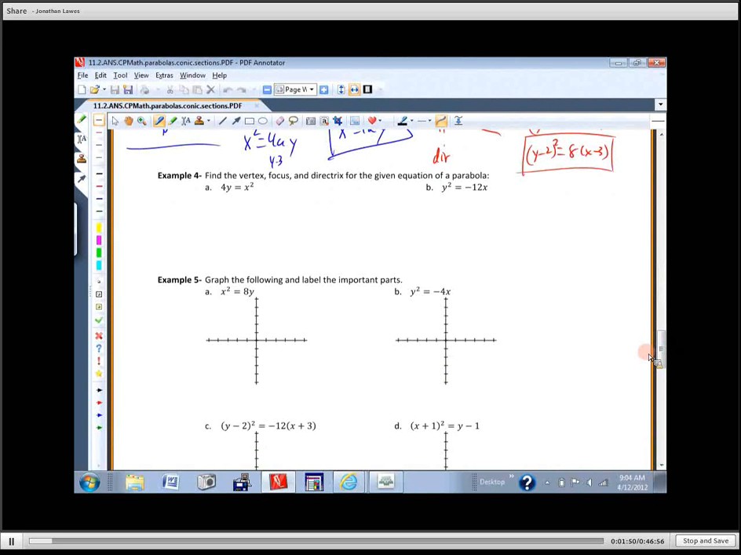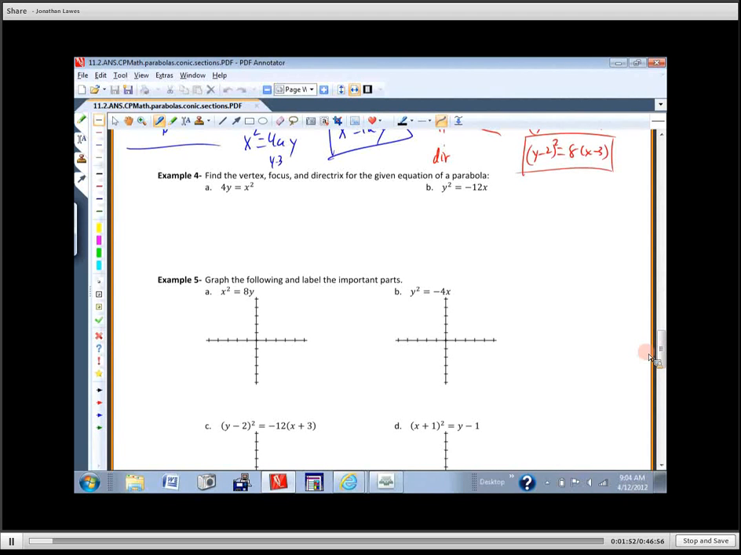On example 4, it says, find the vertex, focus, and directrix for the given equation of a parabola. Okay, we know it's a parabola because it's got just one squared variable. Remember, we're going to be mixing these together in a couple days, so you'll have to be able to look at an equation and tell which it is. The x is squared, so up or down, okay? Now, this isn't quite in the same form. Normally we write the x squared first, but it doesn't matter.